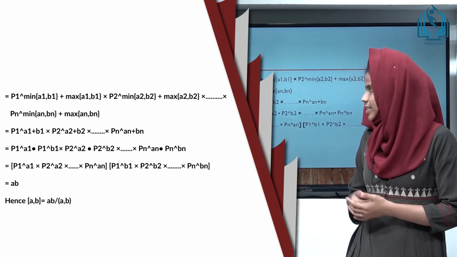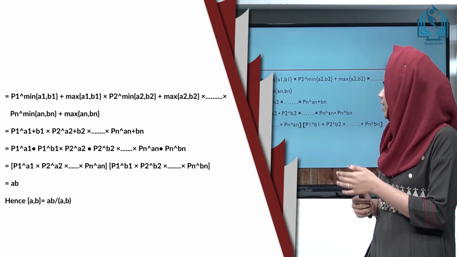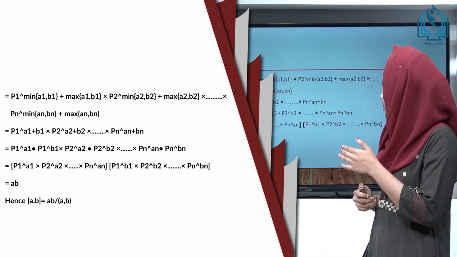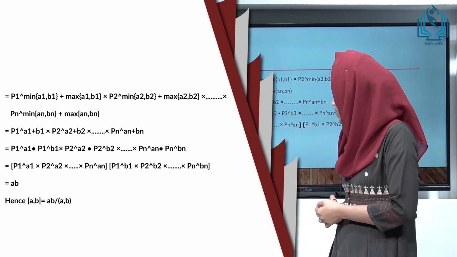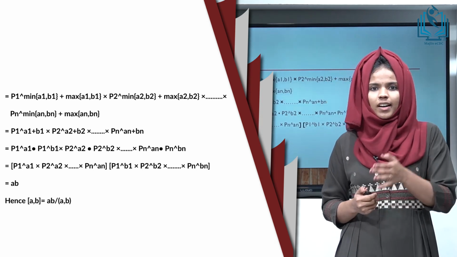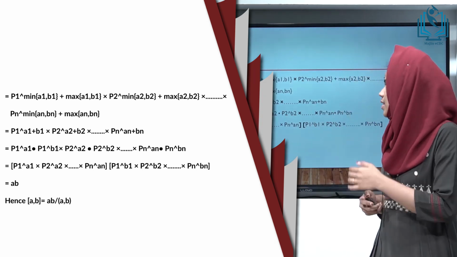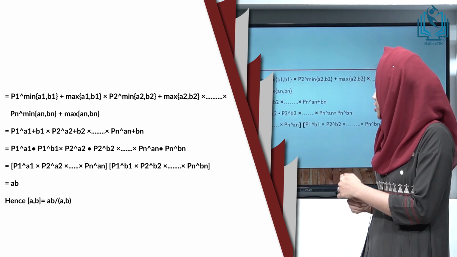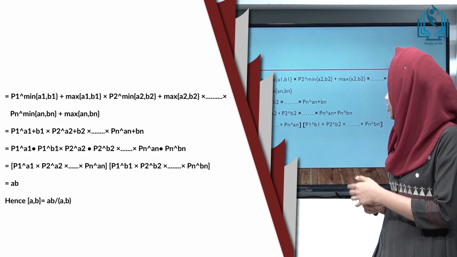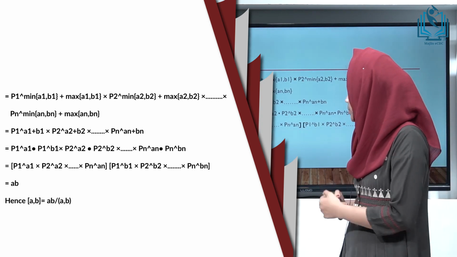So, we can write P1 raised to minimum of A1 and B1 plus maximum of A1 and B1 as P1 raised to A1 plus B1. So, we can write the whole equation as P1 raised to A1 plus B1 into P2 raised to A2 plus B2 into etc. into Pn raised to An plus Bn.